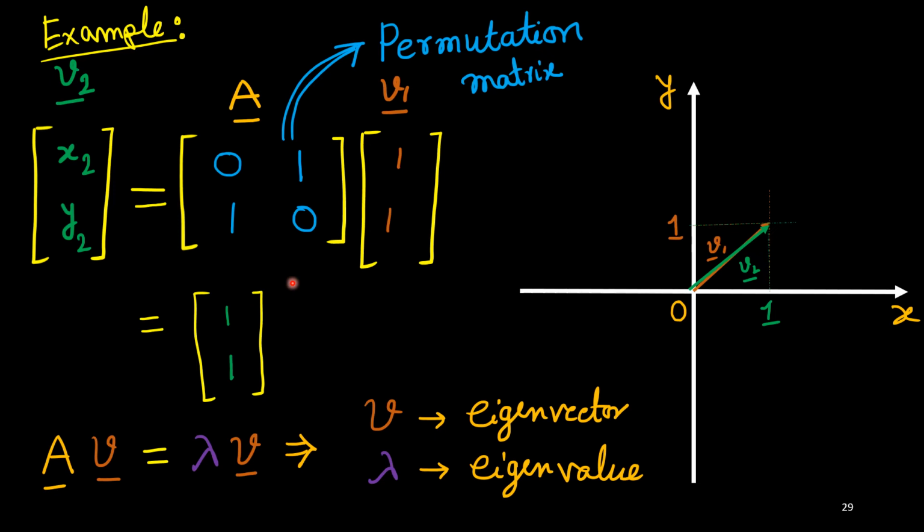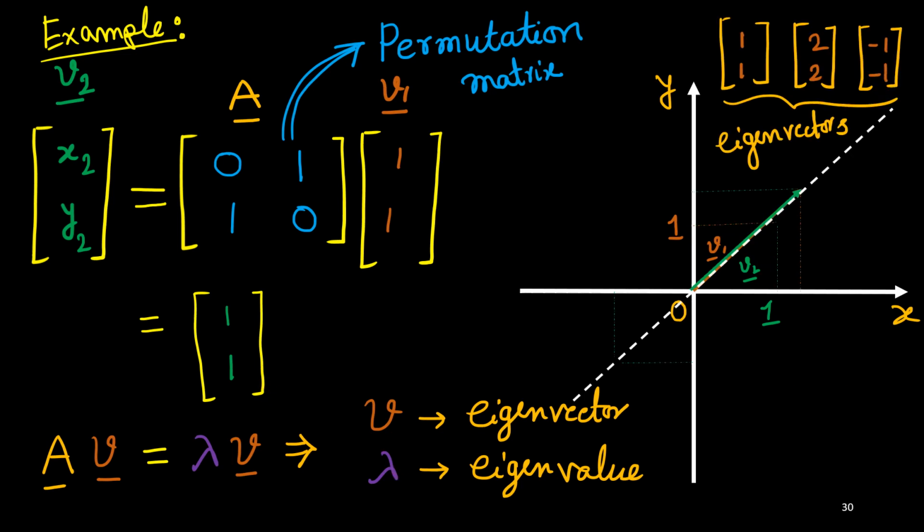We are interested in finding that direction V, where whenever matrix A operates on that vector, we get the same direction V, possibly with some other magnitude. But in this particular example, the permutation matrix, lambda is 1. So you see, this is the direction. Not only (1, 1): if I consider (2, 2), we will also get (2, 2). If it is (3, 3), it will be (3, 3). If it is (-1, -1), it will remain (-1, -1).